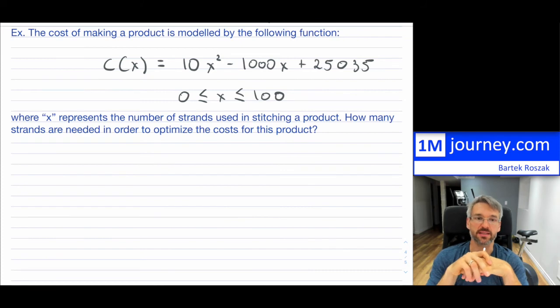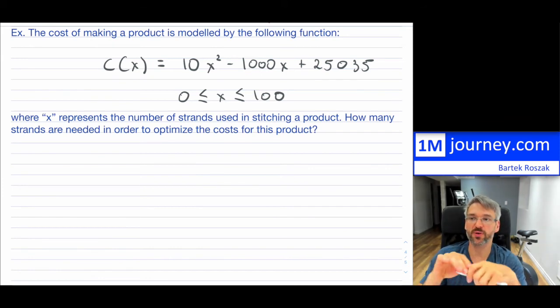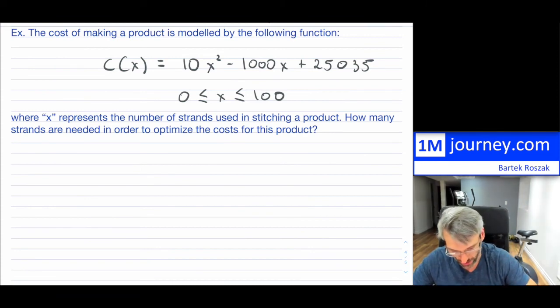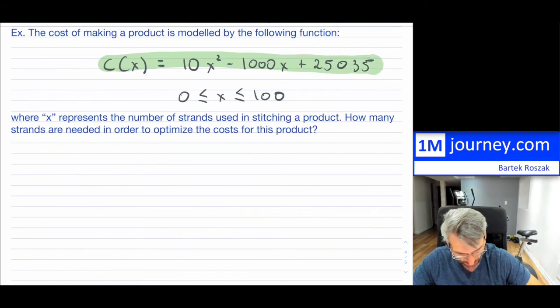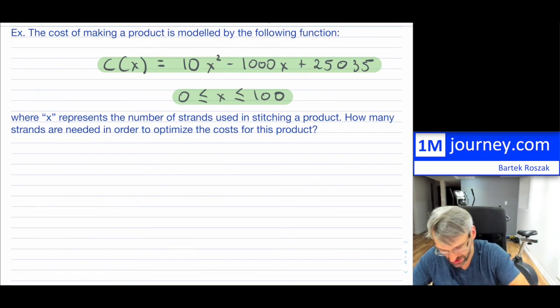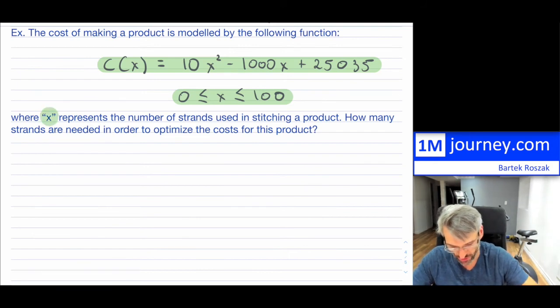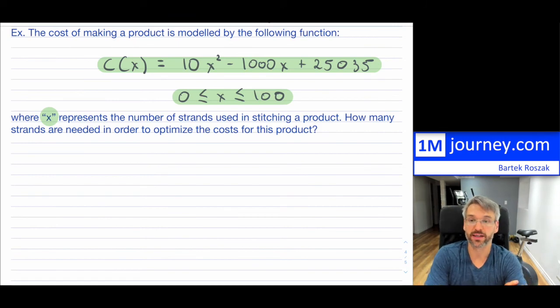Now, just to complete this and to show you, here's an actual word problem where this kind of maximum and minimum comes into play. So for instance, what if you had a cost of making a product and it was modeled by a quadratic equation? So here's our quadratic equation that we're dealing with. It is being restricted within here. And notice this x, it represents the number of strands used in stitching a product. So we can't really have negative values, and it says the maximum is 100 strands that we can use. And the question is, how many strands are needed in order to optimize the costs for this product?